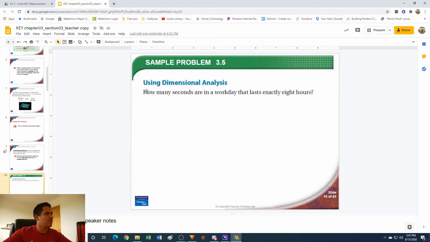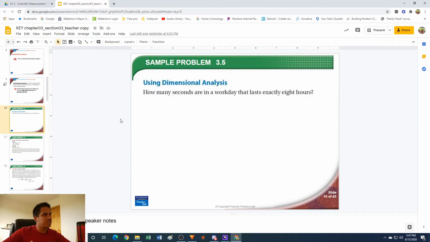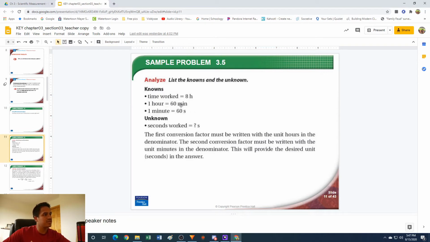Okay, so it says how many seconds are in a workday that lasts exactly 8 hours. So we're going to walk through the steps here of what the problem is saying. Okay, so 1, the time that we worked we know is 8 hours. We know that in 1 hour there are 60 minutes, and in 1 minute there are 60 seconds. So the question is asking how many seconds are there in 8 hours. And these are the two conversion factors that we need to know for this problem.